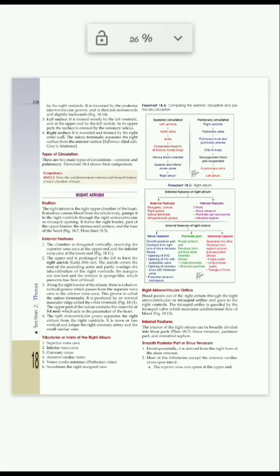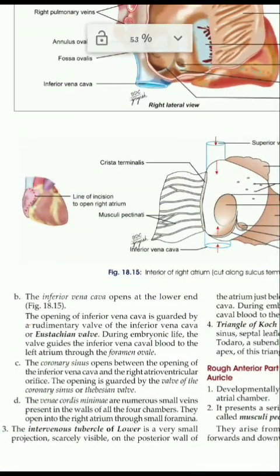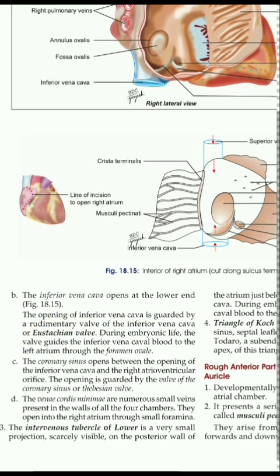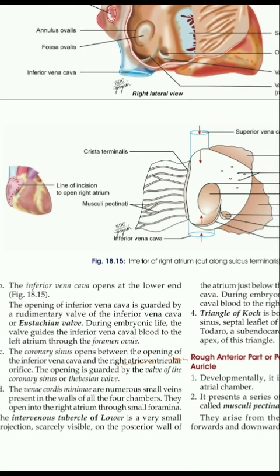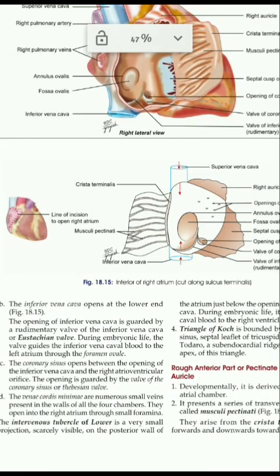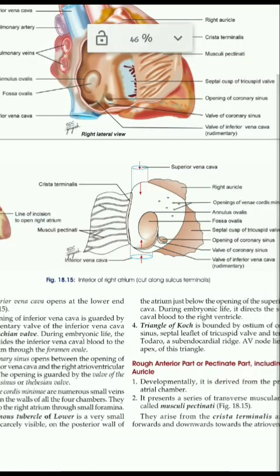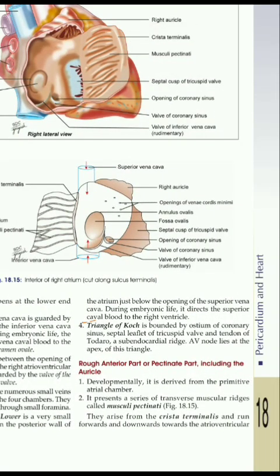We all know about it. The opening of the inferior vena cava is guarded by the rudimentary valve of the inferior vena cava, or eustachian valve. The coronary sinus opens between the opening of the inferior vena cava and the right atrioventricular orifice. The venae cordis minimae are small veins present in the walls of all four chambers. The intervenous tubercle is a very small projection, scarcely visible on the posterior wall of the atrium just below the opening of the superior vena cava. During embryonic life, it directs the superior caval blood to the right ventricle.